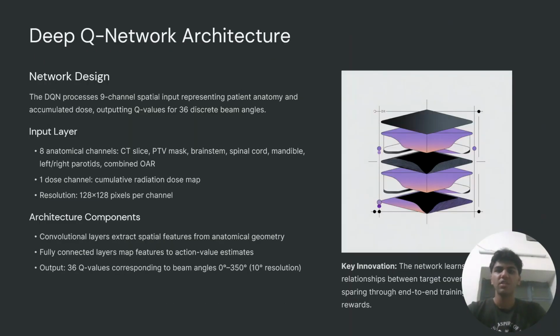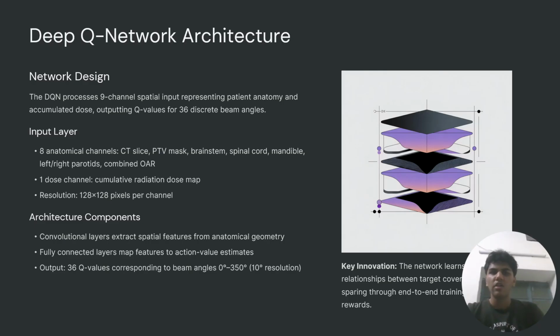This slide describes the core deep reinforcement learning model that drives our beam angle optimization, the Deep Q network or DQN. The DQN is designed to process a 9-channel spatial input that captures both anatomical and dosimetric information about the patient. Essentially, it takes a 2D slice of the patient anatomy along with the cumulative dose delivered so far and learns to predict the best beam angle to use next.